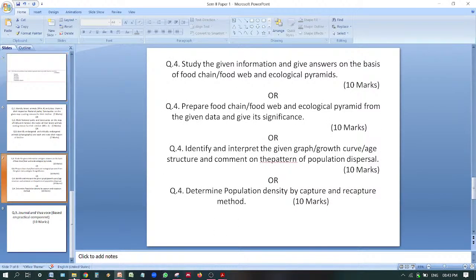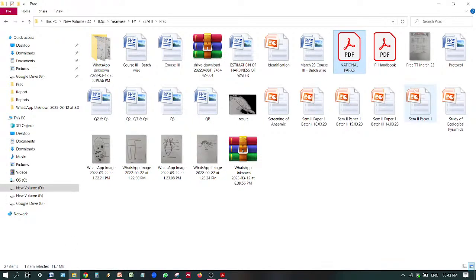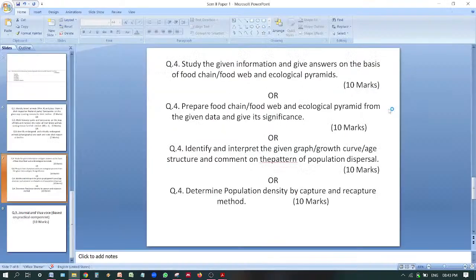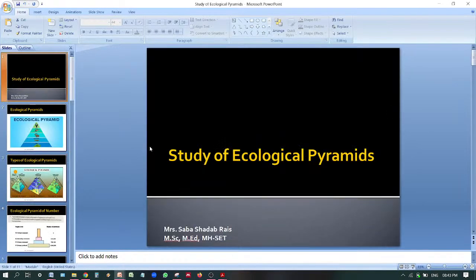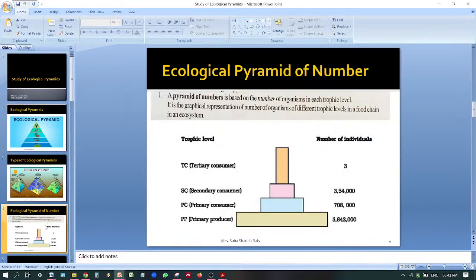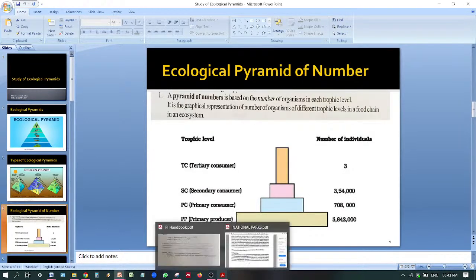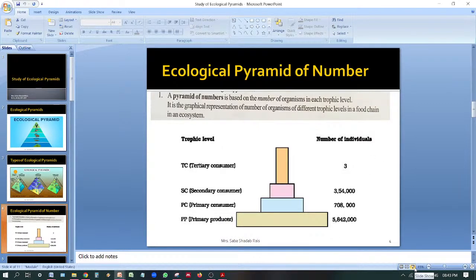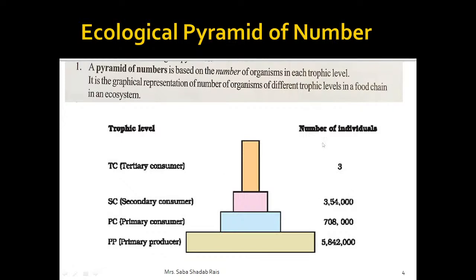I think I may have it in my ecological pyramid only. I will show you. Say, for example, this particular ecological pyramid is given to you. This particular ecological pyramid is a pyramid of number. So say, for example, any one ecological pyramid is given to you.